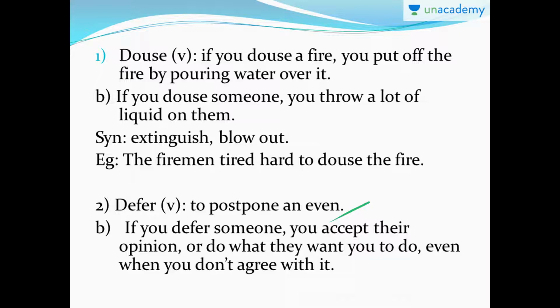Okay. The second meaning for this verb is, if you defer to someone, you accept their opinion or do what they want you to do, even when you don't agree with it, because out of respect for their position or something, you do it. So for example, if my dad asks me to do something, in spite of me not agreeing with it, in spite of me having a different opinion, I might do that for the respect that I have for him. Okay, so that's defer.